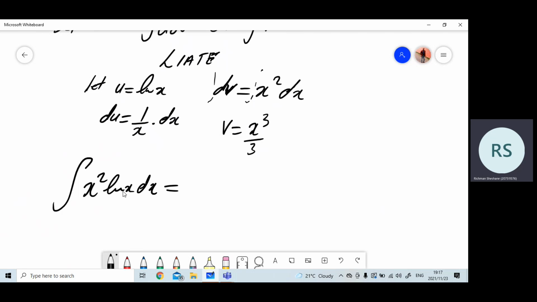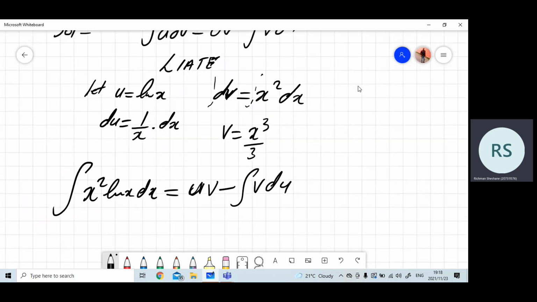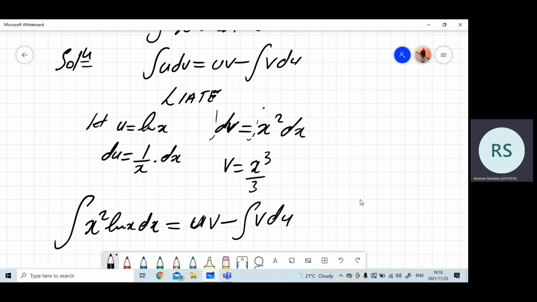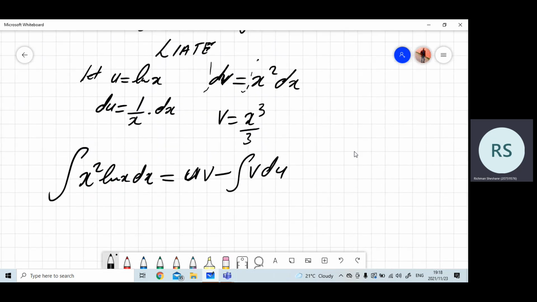So it will be equal to u v minus integral of v du. We just substitute our formula. We start by writing our formula because this is u and this is dv, so it means this now follows the integration by parts formula, which is this one. That's why I write this formula. The next step is just to substitute everything into my formula.